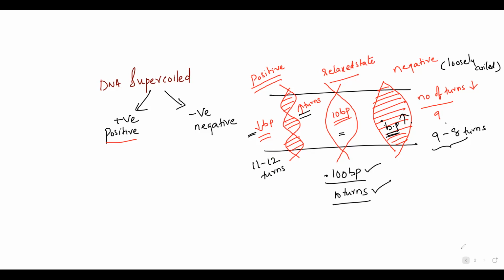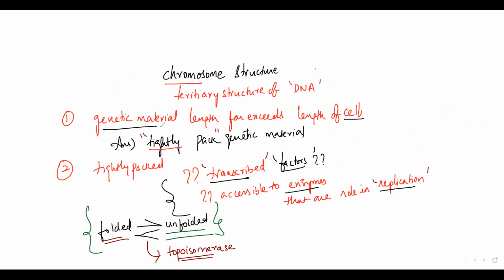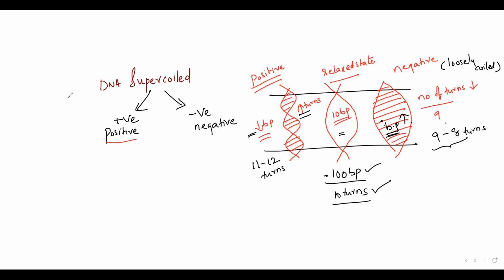I think now you are aware that, as I told, the genetic material far exceeds the length of the cell. It needs to be tightly packed, and in order to tightly pack, we have a concept called supercoiling, where you can have either the positive coiling or the negative coiling. But children, an important thing to note is most of the DNA in our cells are negatively coiled. Let me write this for you, okay?